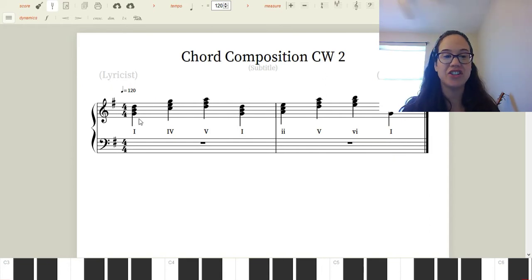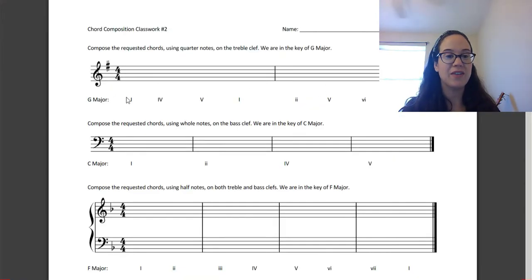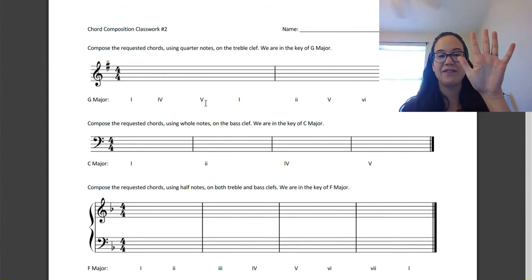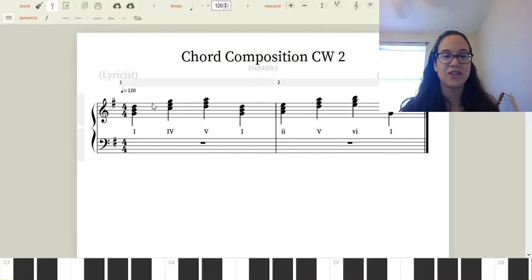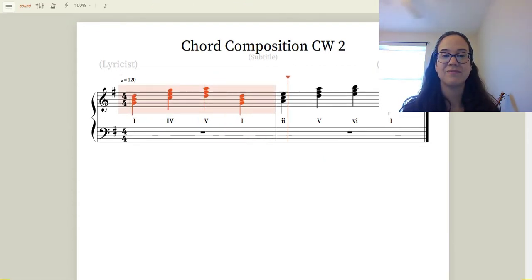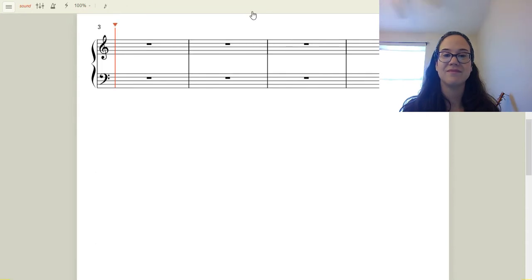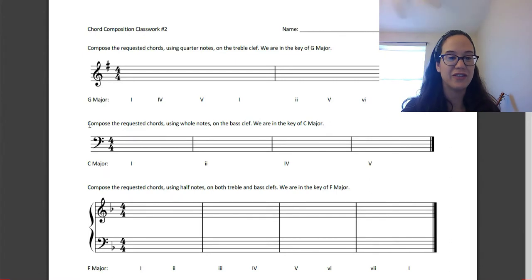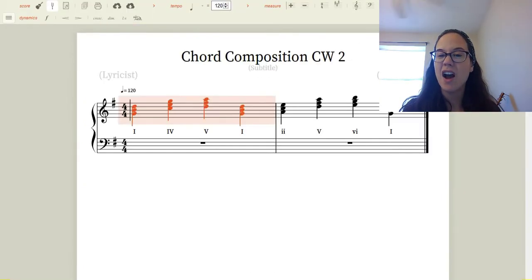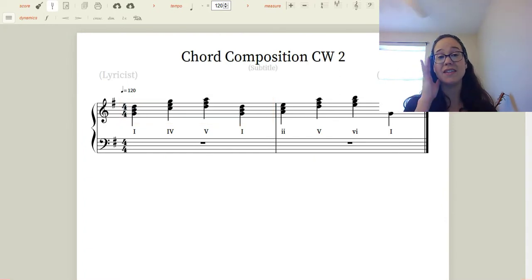In the key of G major, we have recreated 1, 4, 5, 1, 2, 5, 6, and 1. They're all on the treble clef. And it brings us down immediately, and we are ready for the middle of the page. I'm going to go ahead and hover right here so that you can copy this down and double check your work.